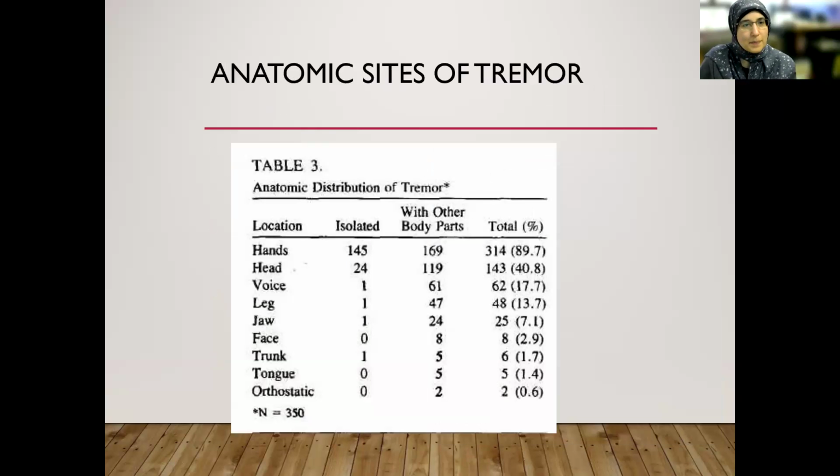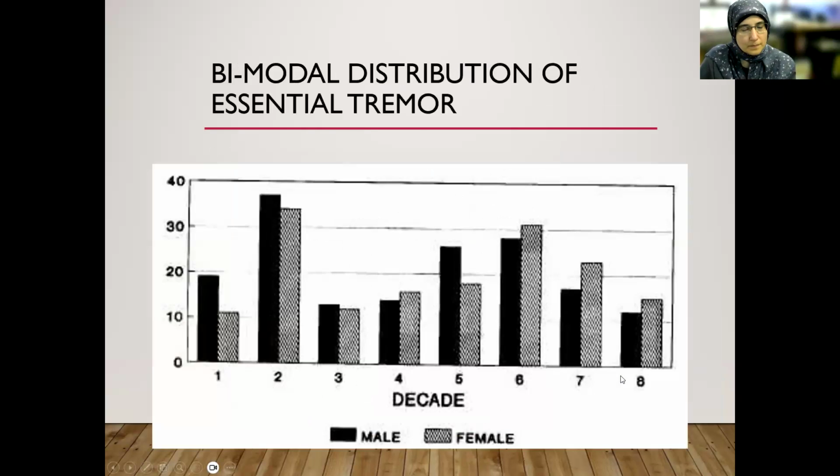Again, as I said, essential tremor can happen in different body parts. The most common one is hands, as we all know, and the second one is the head. A lot of people can have head tremor, and you may notice a no-no or a yes-yes kind of shaking. This is followed by voice and leg, and then other body parts as we discussed. And then the age distribution, again, as I mentioned, it's most common in the 2nd as well as in the 6th decade.